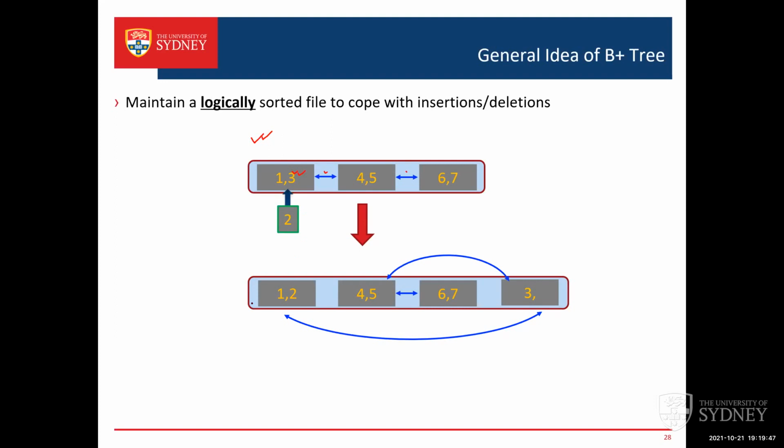Now when I look into this data, we can see the data is 1, 2, 4, 5, 6, 7, 3. That is what physically the data looks like. So this is unsorted. This is not sorted, right?